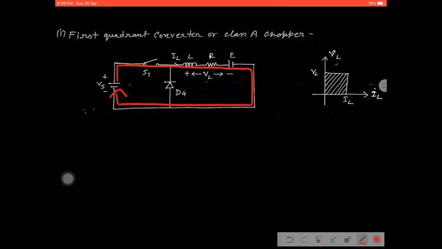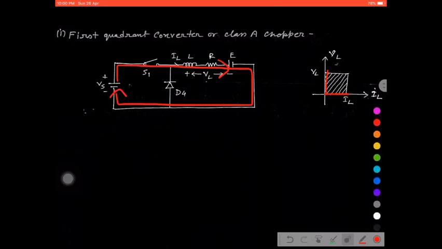Okay? Then the polarity of the inductor is, this one is positive, this one is negative. That means current is flowing from your right hand side to left hand side, right? As your reference, this is positive current. That is why the current is positive. Okay. And the voltage is appearing across it. This one is positive and this one is negative as your reference. That is why the voltage is positive. Clear?